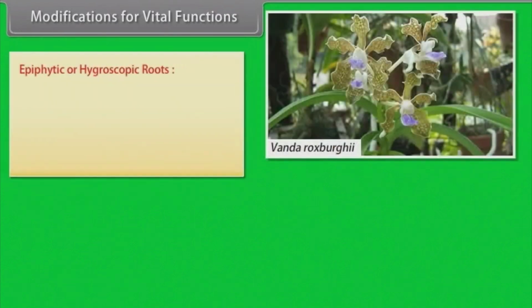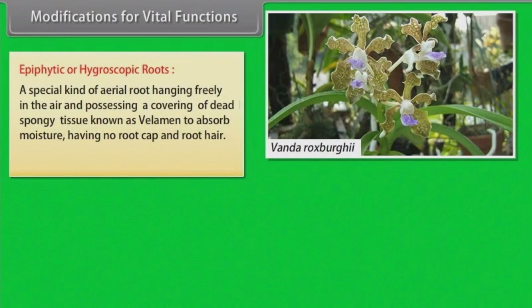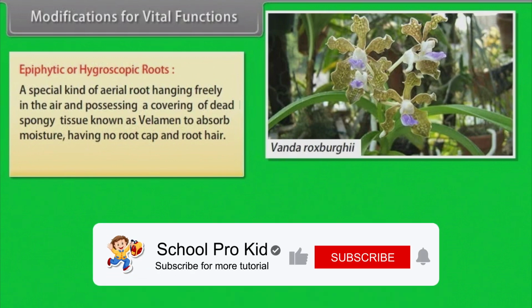Modifications for vital functions. Epiphytic or hygroscopic roots. A special kind of aerial root hanging freely in the air and possessing a covering of dead spongy tissue known as velamen to absorb moisture, having no root cap and root hair. Example, Vanda roxburghii, etc.